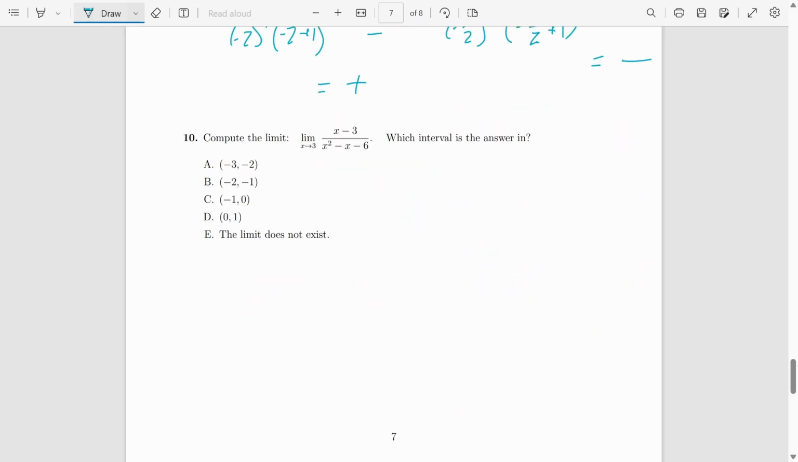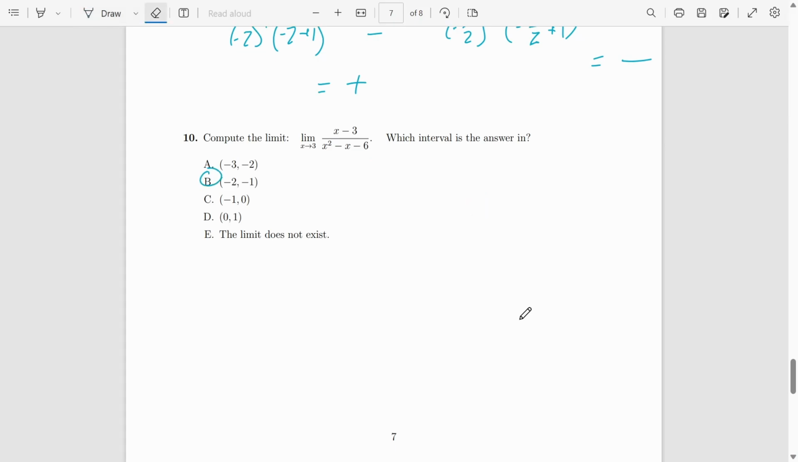All right, question 10. It's just a limit question, but it's asking for a slightly weird answer. It's just whatever answer you get, which interval is it in? So if it ends up being like 3/2, that's not a good example actually, unless these are negative. If it ends up being -3/2, then it would be B. It's between -2 and -1. So that's all it's asking here.